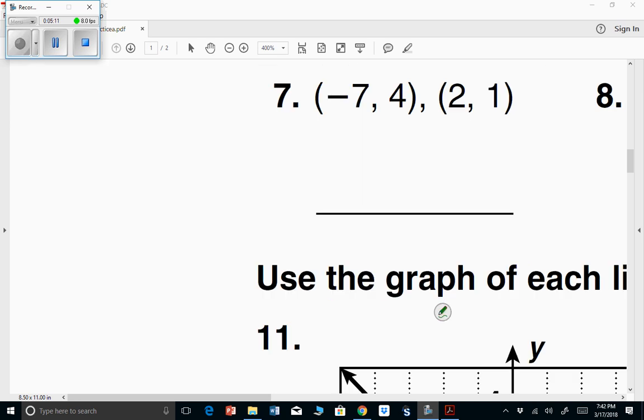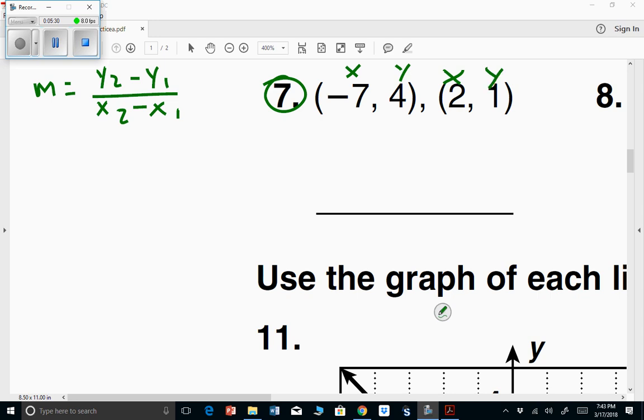Okay, let's go ahead and find the slope of a line that passes through these 2 points. We'll start with our formula. M equals y sub 2 minus y sub 1 over x sub 2 minus x sub 1. These are our x's. These are our y's. First point, second point. Let's go ahead and plug in for those things. Y sub 2 is 1 minus y sub 1 is 4 over x sub 2 is 2 minus x sub 1 is negative 7.